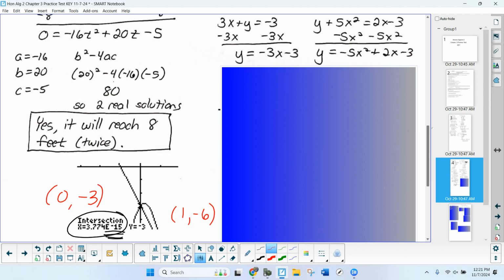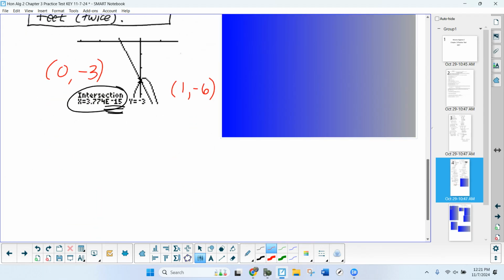Wait, how's that 0? 1.77. Okay, it's 0 because it's 1, 2, 3, 4, 5, 6, 7, 8, 9, 10, 11, 12, 13, 14, 3, 7, 7, 4. What number is that? 0. Okay, are we good? All right, next one.